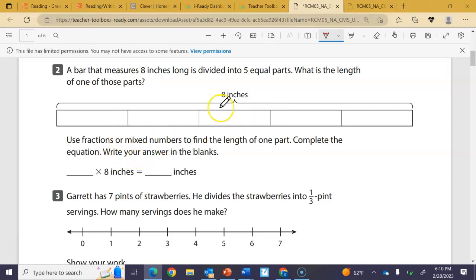So we have 8 inches right here, and we're going to divide it by 5 parts. But notice that they use a multiplication symbol. So what rule can we use to help us solve that? Go ahead and pause the video and try it out. All right, I'm going to show you how to solve it. So I can use the keep it, switch it, flip it method.